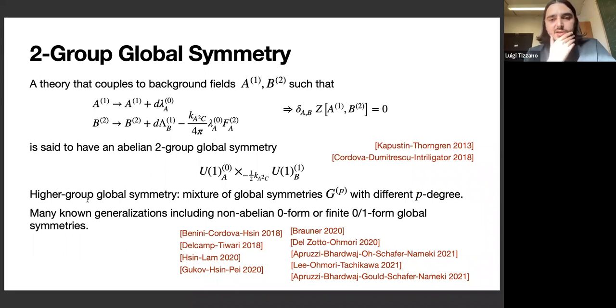And since the discovery of this phenomenon in 2018, there has been a lot of interest in the literature. And I'm sure that many people in the audience have worked on this topic. We know already about many generalizations that include, for example, non-abelian zero-form global symmetry, or even more complicated examples where either the zero-form or the one-form symmetry are finite or discrete. And so, as you can see, there is a lot of activity that is still ongoing on this topic.